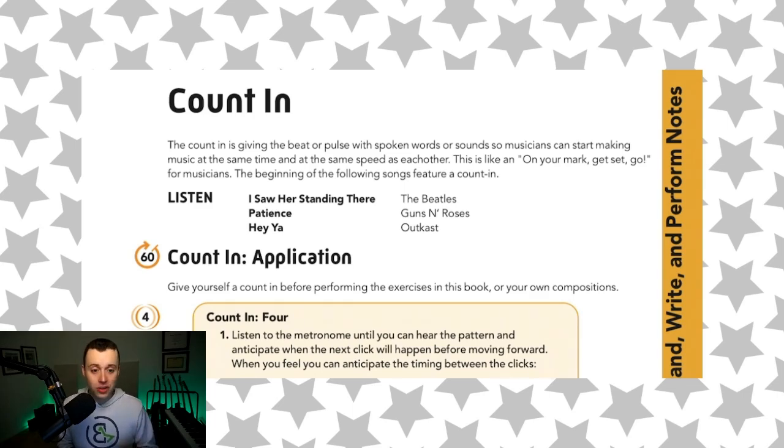The beginning of the following songs feature a count-in. You can actually pause this video and go listen to them. They're in the description below. I Saw Her Standing There by the Beatles, Patience by Guns N' Roses, and Hey Ya by Outkast. And you will hear at the beginning of each one of those songs a 1, 2, 3, 4, or 1, 2, 1, 2, 3, 4, or in the case of Hey Ya, a 1, 2, 3. Those sounds and words are a count-in. They're telling everyone involved in making the music how fast the song is going to be and when the song is going to start. So go ahead, pause this video, give that a listen, and then pop back in, and you are going to learn how to perform a count-in for yourself.